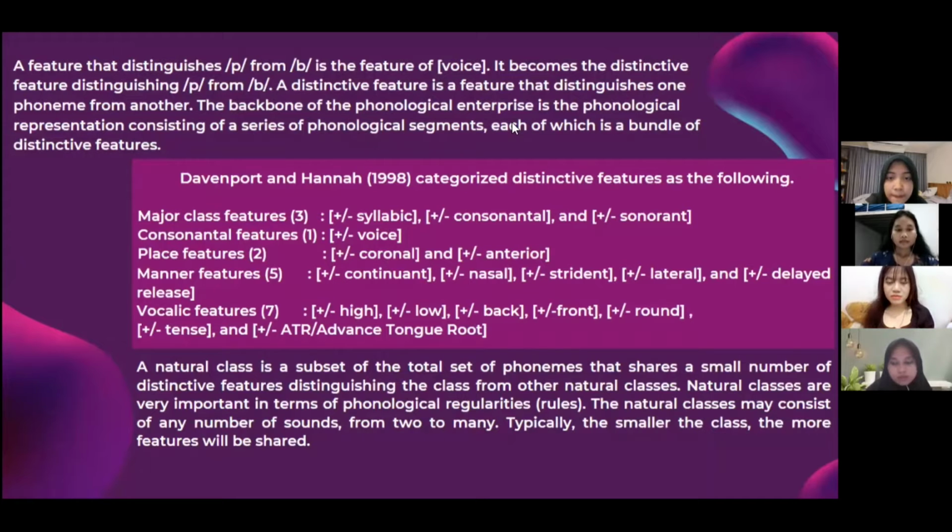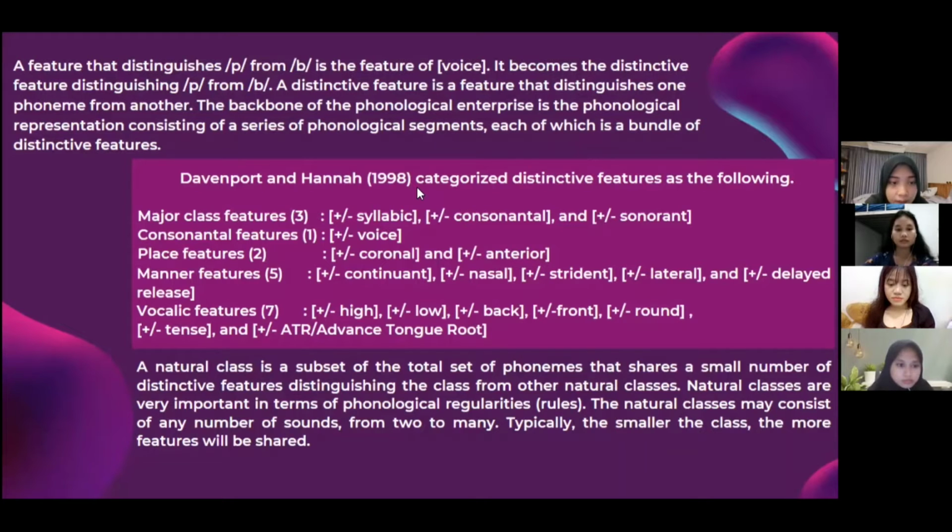Let's see the categories of distinctive features by Davenport and Hannah. The first is major class features, which have syllabic, consonantal, and sonorant. For consonantal features, we have voice, and place features have coronal and anterior. Manner features have continuant, nasal, strident, lateral, and delayed release. For vocalic features, we have high, low, back, front, tense, and ATR, or advanced tongue root.